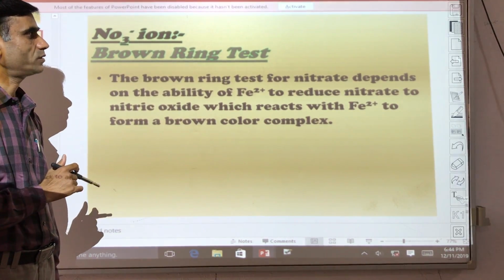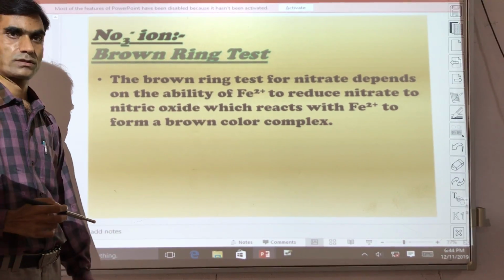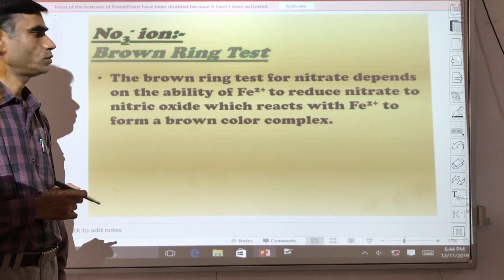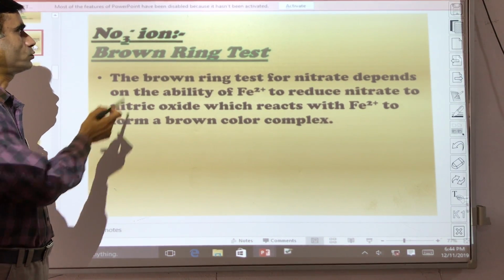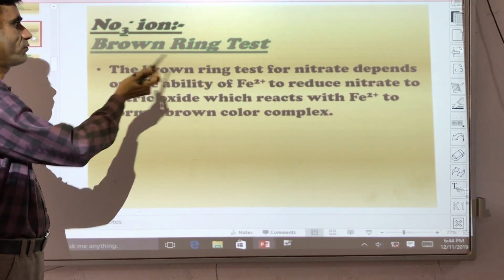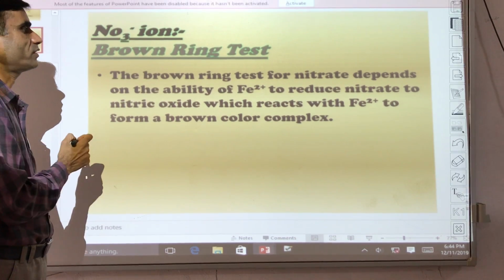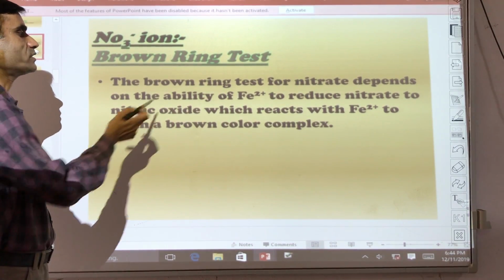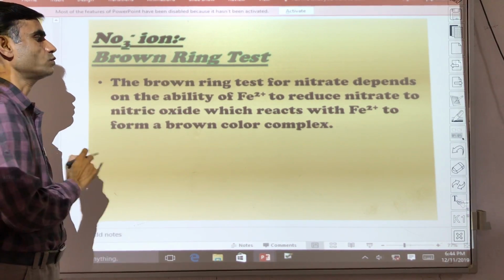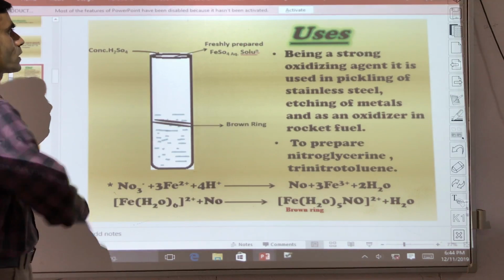Another important question that comes sometimes: what is the brown ring test? In practicals also, we have to do it. To detect the nitrate ion, for confirmation, we do the brown ring test. It is an important test. During the test, we oxidize Fe2+ into Fe3+. How?